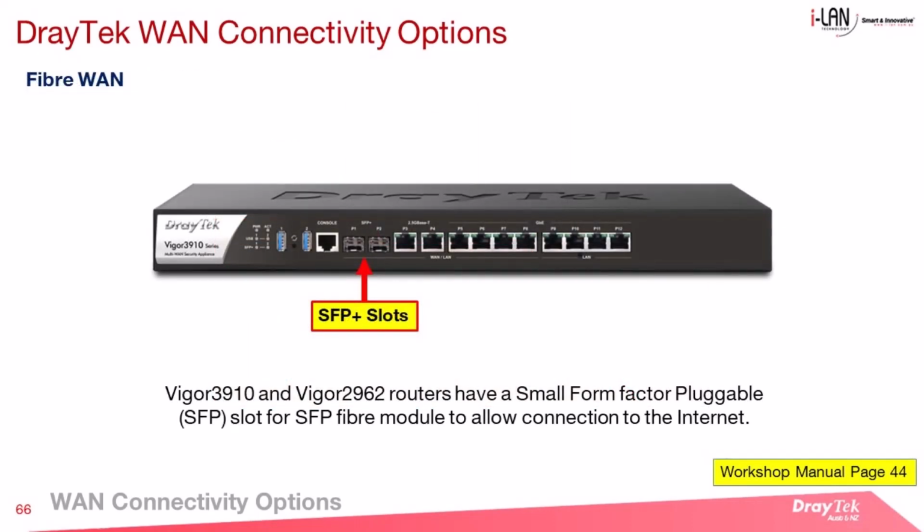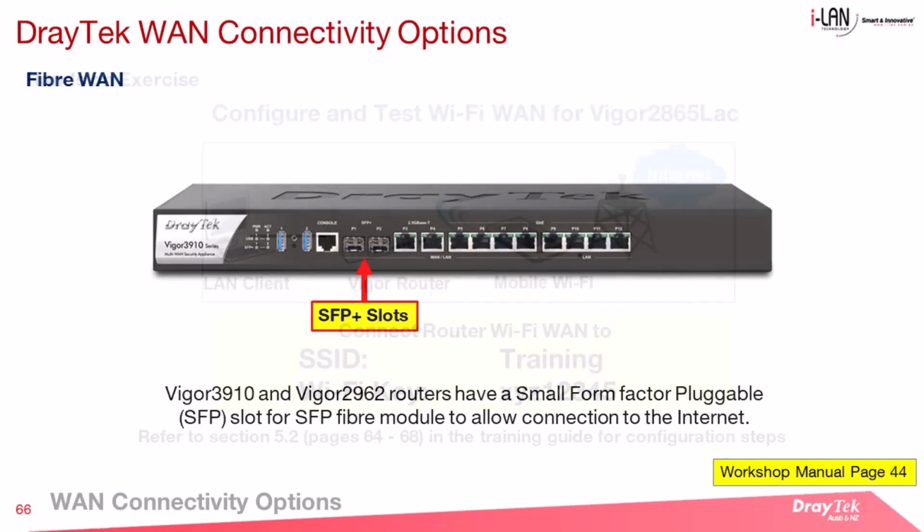The other type of WAN connection we have is SFP ports. The 3910 pictured here has SFP plus slots, which will go up to 10 gigabits a second. They can also be configured as LAN ports, so you can uplink them to a switch using optic fiber or a DAC cable, and DrayTek have some DAC cables available in a couple of different lengths as well.